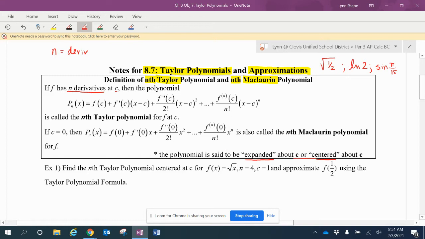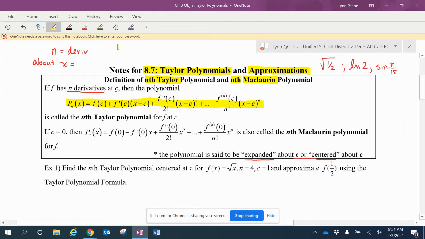There are lots of different ways to say that. When we're talking about something being expanded or centered at c, keep in mind that sometimes it will say something along the lines of about the value x equals. So don't always anticipate that it will say c is 12. Sometimes they'll say you're centered about x equals, or about the value 12, or whatever it is. So keep that in mind.